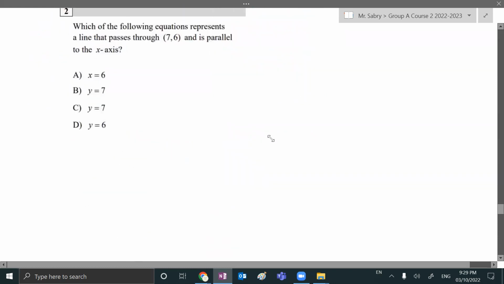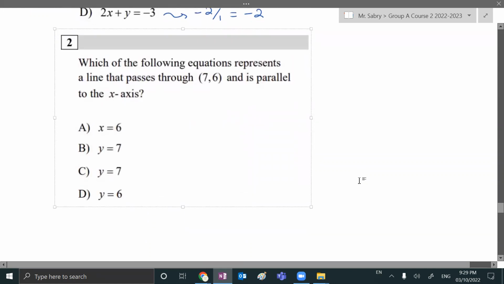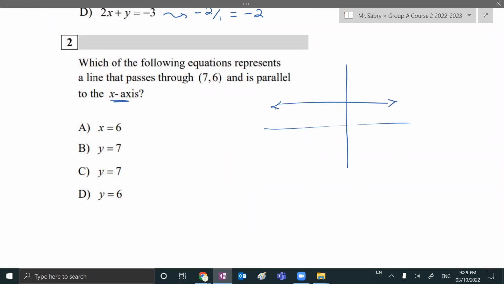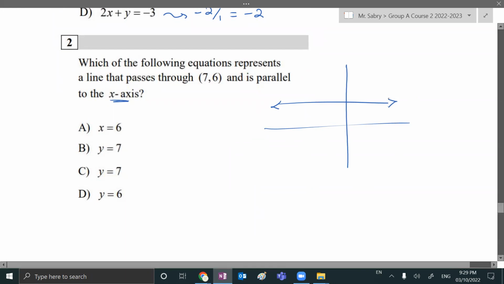Now, if we're checking number 2, which of the following represents a line that passes through 7 and 6 and is parallel to the x-axis? So this is a very important thing to discuss now. If this is the xy axis, when a line is parallel to the x-axis, its slope is 0. It did not get any steep in any way. So the slope of this line will always be 0.